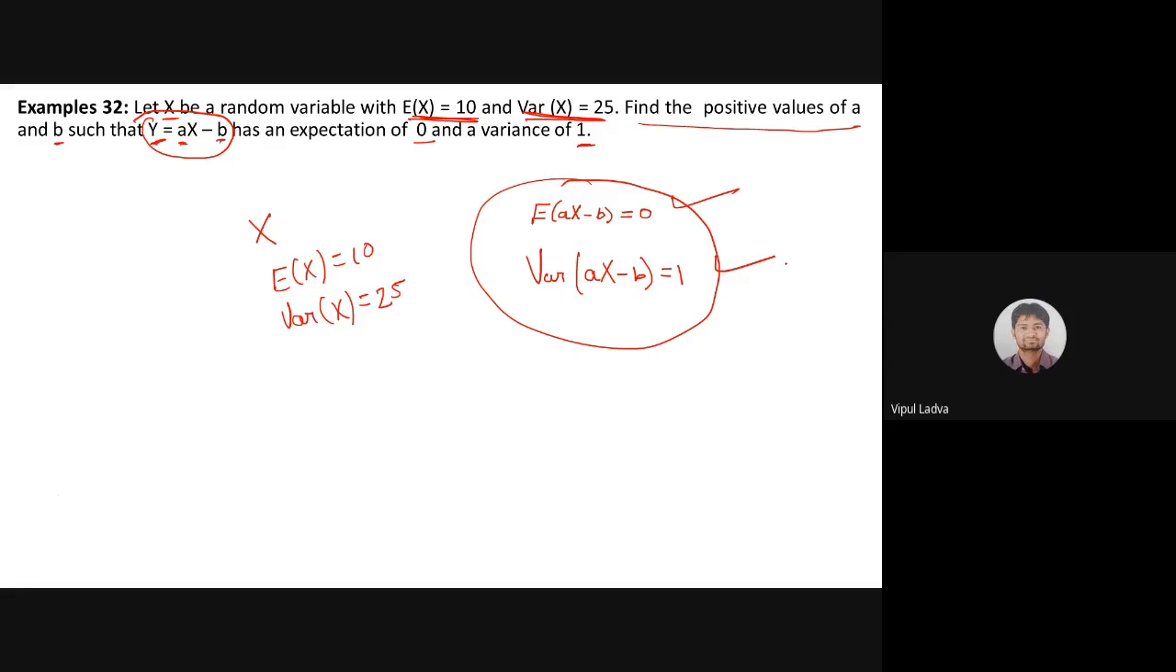याद कीजिए जब मैंने expectation और variance की definition दी थी, at the end I had provided 3-4 properties related to expectation as well as variance. So you just need to use both of those. Once again, you will get some relations between a and b, and you need to solve them. Okay, so try this. Your time starts now.